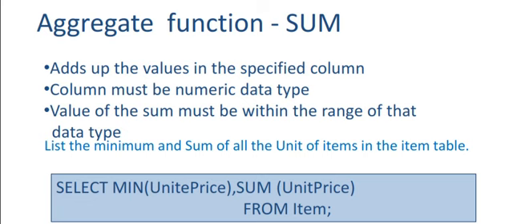The next one is the sum function. This function adds up the values in the specified column. Here also the column must be a numeric data type. If you have numeric and varchar, we cannot add them. That's why we require only a numeric data type. The value of the sum must be within the range of that data type.